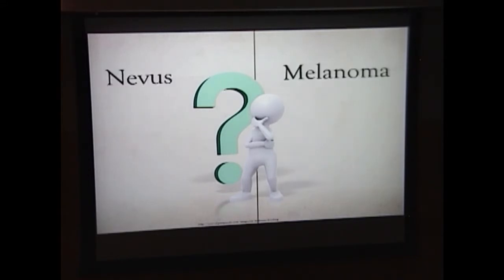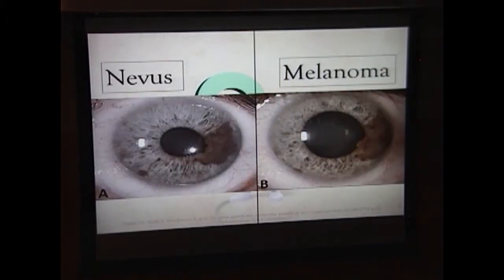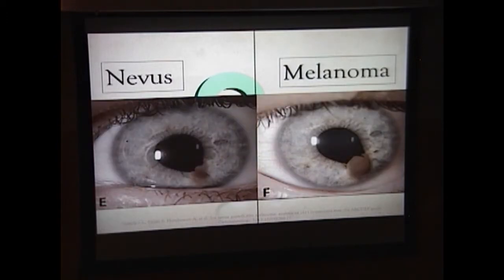So the big question: is this an iris nevus? Is this an iris melanoma? That's the big question I want to tackle today. The reason is, if you look here on the left, how do we know the difference between an iris nevus, which in only 4 years transformed into a melanoma, or in this one, the nevus on the left, which in only 2 years transformed into a melanoma?